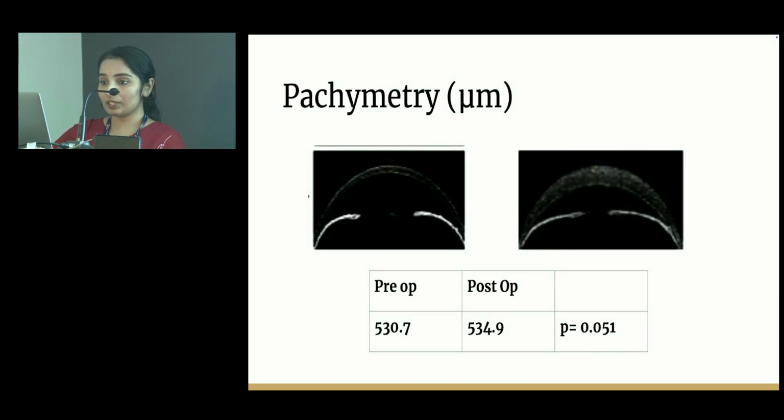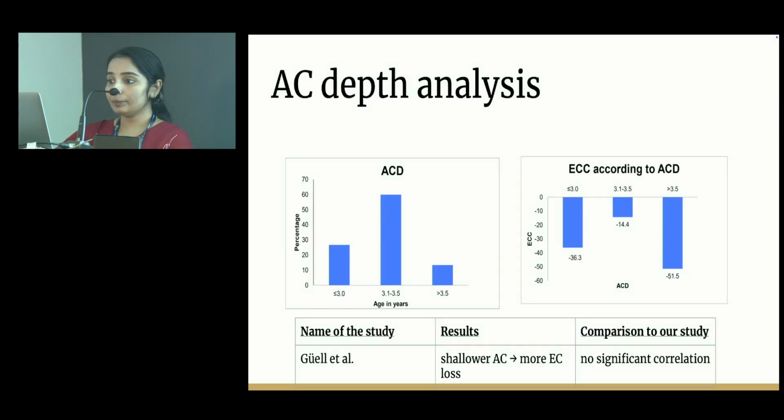Pachymetry measurements showed a slight increase from 530 to 534 microns postoperatively. This small increase in corneal thickness could represent subtle corneal edema following surgery. This shows proper functioning of the sodium-potassium pump, and pachymetry is the only functional parameter of endothelial cell health, while others were morphological parameters. Another important parameter analyzed was AC depth.